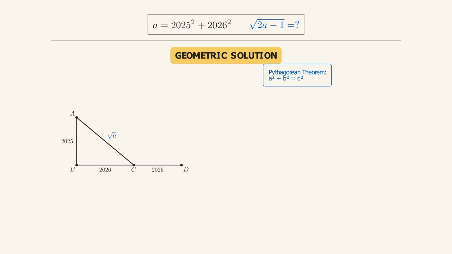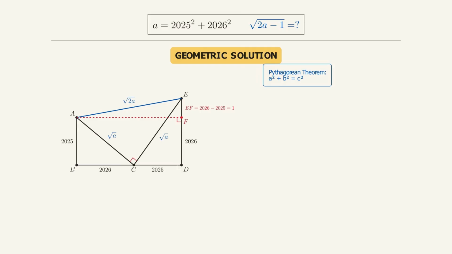Now, build an identical twin triangle right beside it, but swap the leg positions. Where they meet at point C, they form a right angle, creating a larger isosceles right triangle with hypotenuse square root of 2a. Drop a horizontal line AF to lock in a rectangle at the bottom. Since the total height is 2026 and the rectangle height is 2025, that top segment EF is left as just 1.